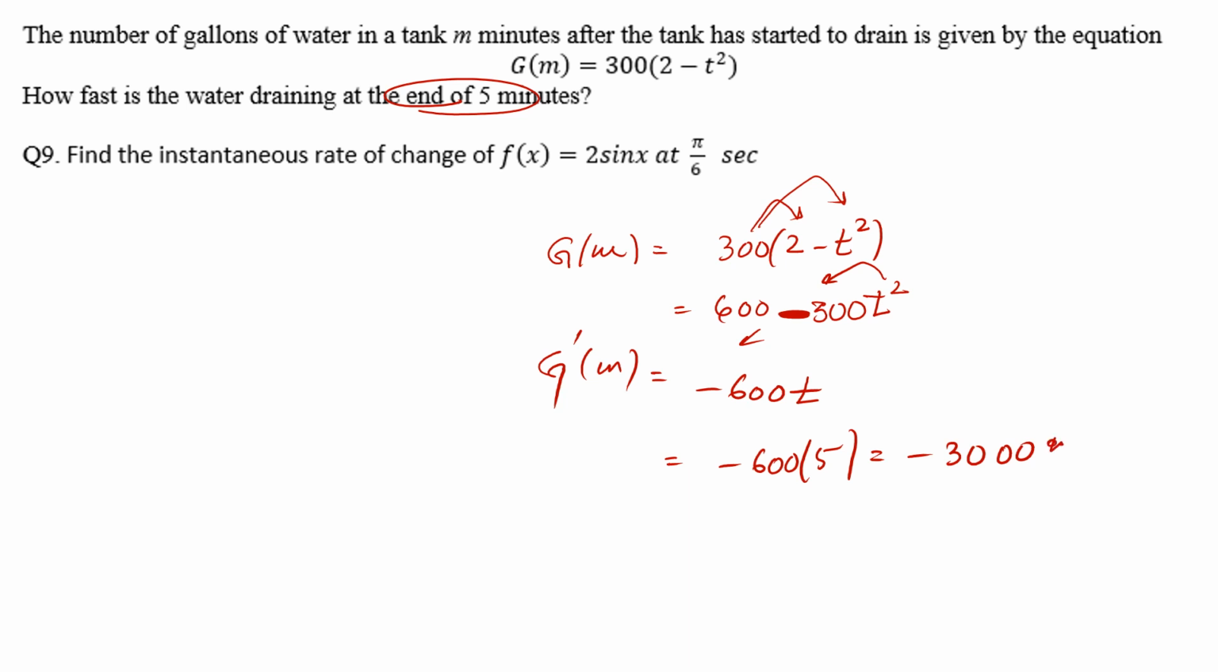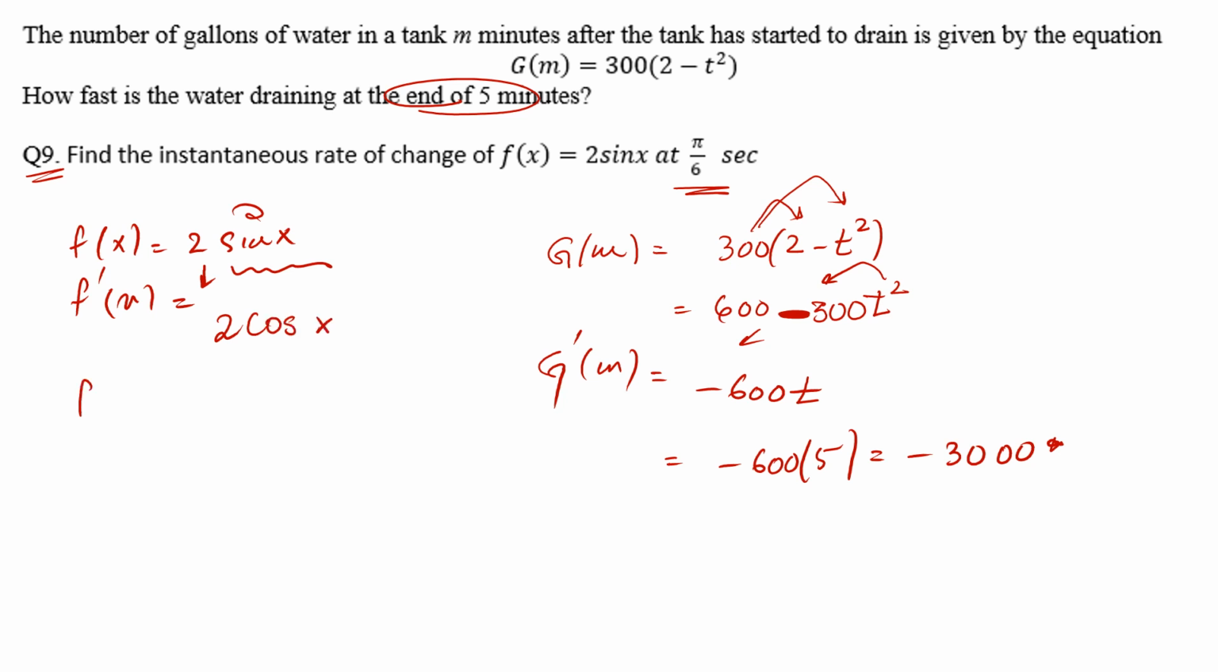Okay, now you have another question. Find the instantaneous rate of change of f of x equals 2 sine x at pi over 6. It means take the derivative. The 2 is multiplying a function, so using the constant multiple rule, we write the 2 as it is and take the derivative of sine x, and sine x changes into cosine x. Now replace x by pi over 6. So you will get 2 cosine pi over 6.